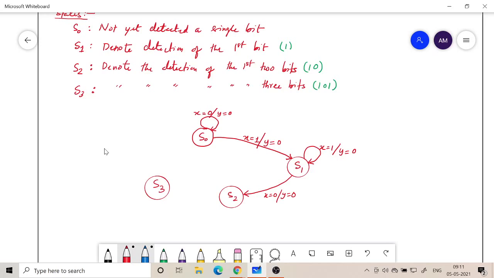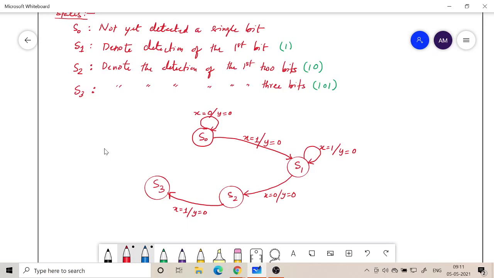Now when I am at S2, again I have 2 options. Either a 1 would come, 1 is what I was looking for. So if 1 comes, then x is equal to 1, y equal to 0. So I have detected basically 3 bits. So that's what I say.